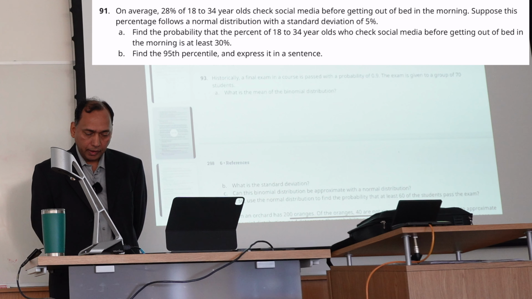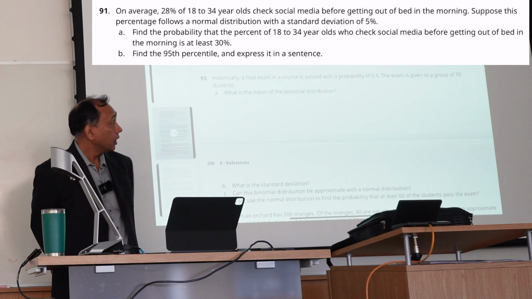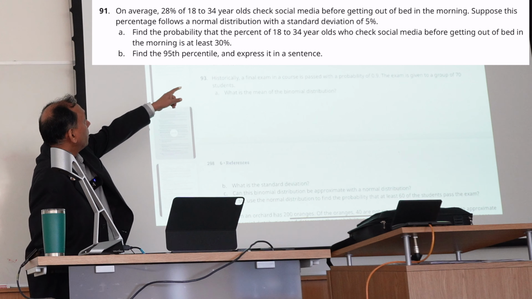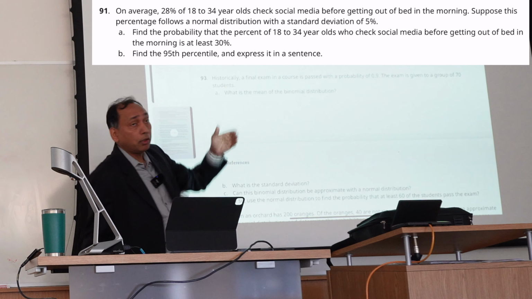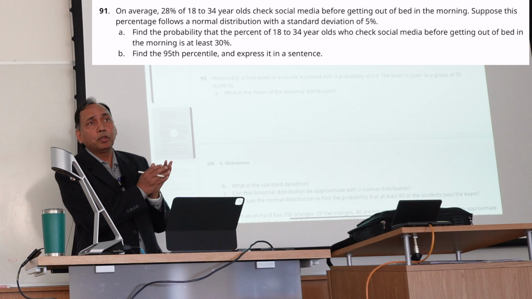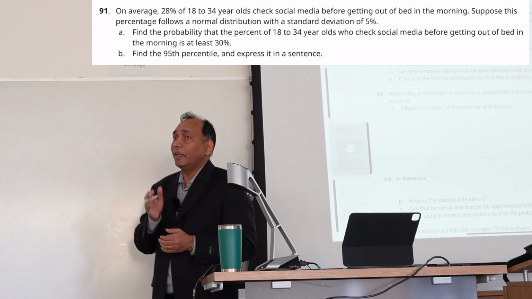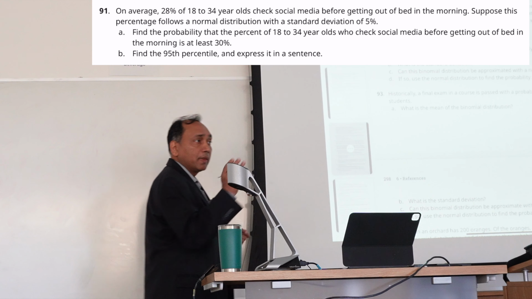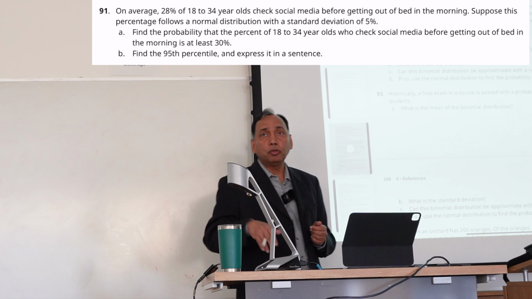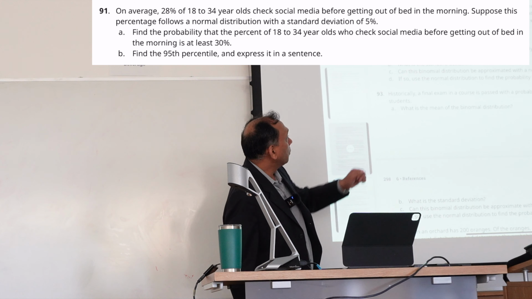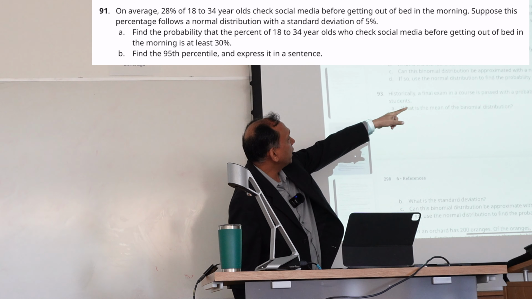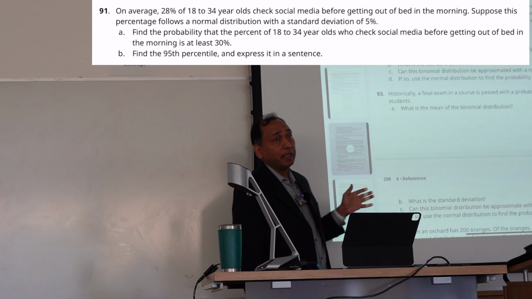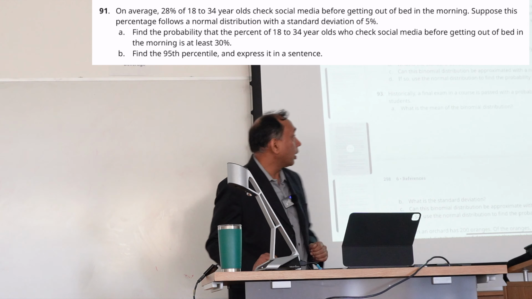Find the probability that 18 to 34-year-olds who check. So sometimes when you read the question, there are so many numbers that can confuse people. But that 18 to 34 we are not using anywhere. That's the background. That's your random variable X. How often 18 to 34-year-olds check their social media? That's our random variable. We are not using those numbers anywhere in the calculation. What we are using is check social media before getting out of bed at least 30%. So that's the number we plotted.